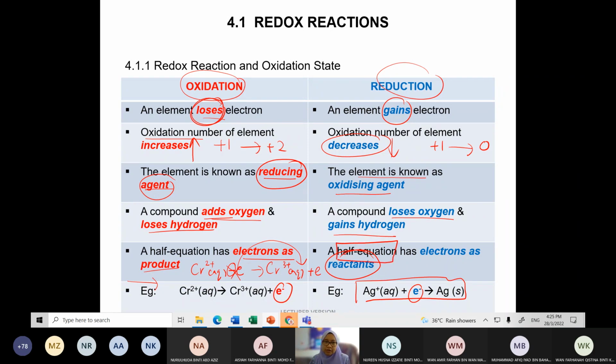Okay, so ini saya nak highlightkan. Kenapa nama dia half equation? Because it focuses only on the reduction. This one, they focus on only oxidation. Okay.